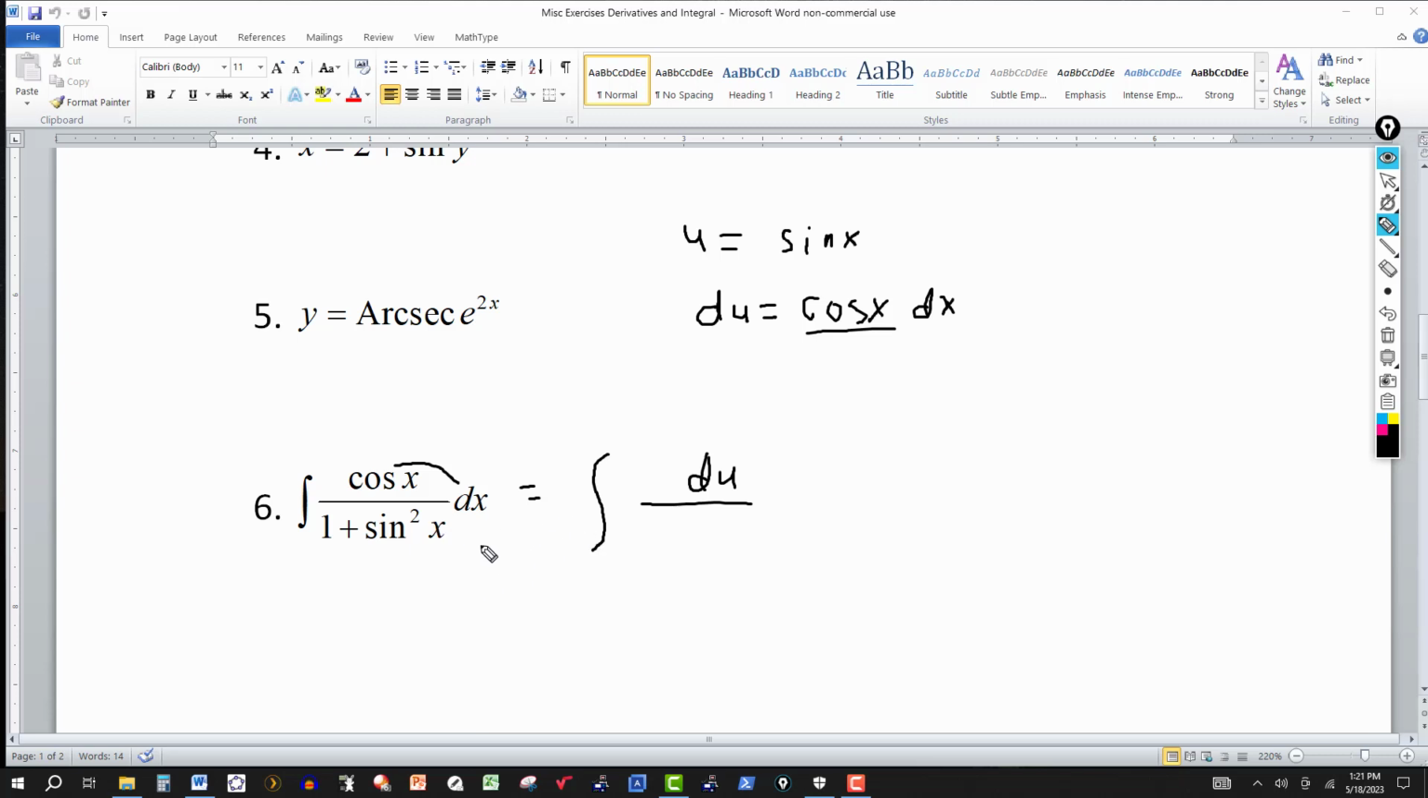And this is 1 plus sine squared, but sine is u, so this would be u squared. And this is the formula that leads to the arctangent. So this is going to be arctan. And look at this as the 1 or 1 squared. The formula is u squared plus a squared. So in this case the a is 1. So the formula says if it's in this format, and you have it in this setup here, the integral will be arctan of u over 1.